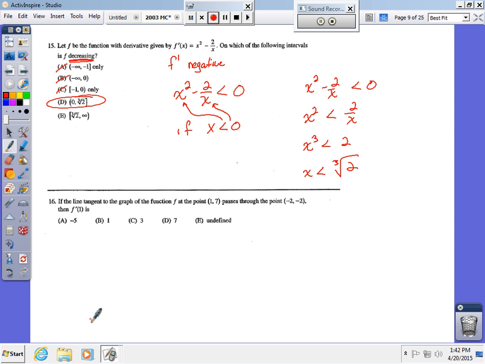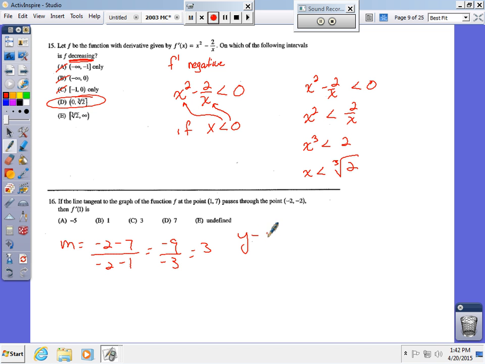All right, if the line tangent to the graph of the function f passes through those points, then what is f prime of 1? You have to find the equation of the tangent line. So you have to find the slope first. So the slope is going to be y2 minus y1 over x2 minus x1, which is negative 9 over negative 3, which is 3. Point slope form doesn't matter which point you pick.